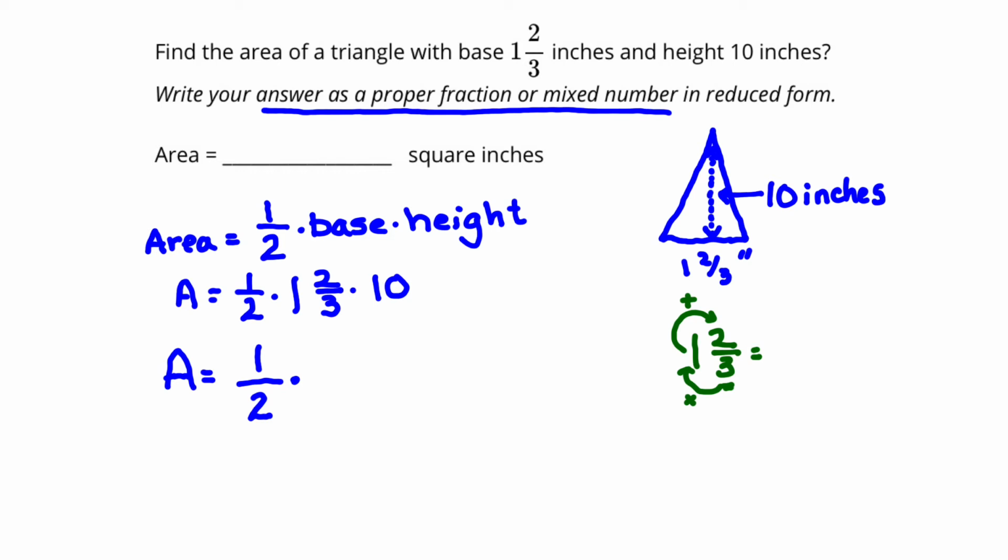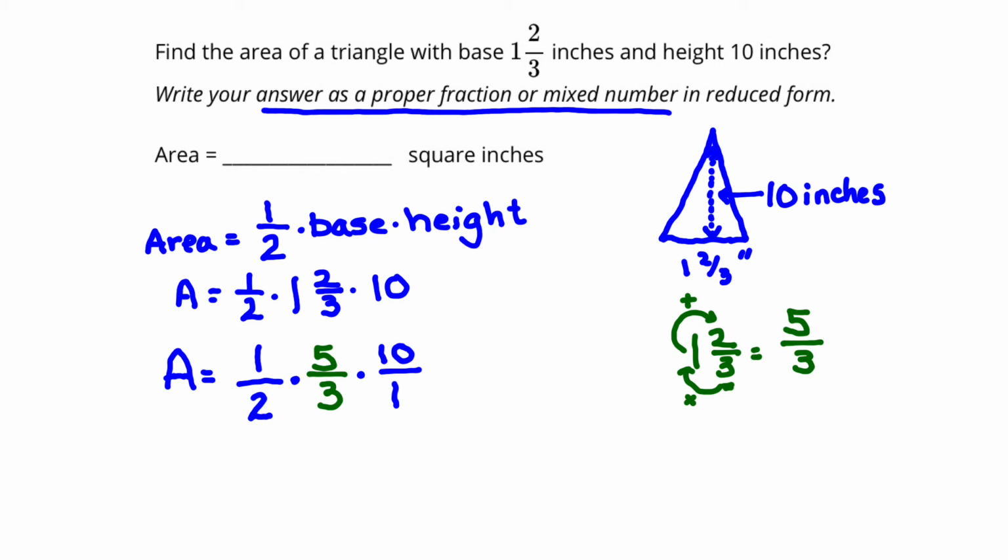So we take the denominator 3 multiplied by 1, which is 3, plus 2, which gives us 5. And that becomes my new numerator. The denominator stays the same. And so 1 2/3 is really the fraction 5/3. So I'm going to convert 1 2/3 to be the fraction 5/3. Now what do I do about that number 10? 10 is an integer, and so I'm going to rewrite 10 as 10 over 1. I have now converted each number into a fraction.